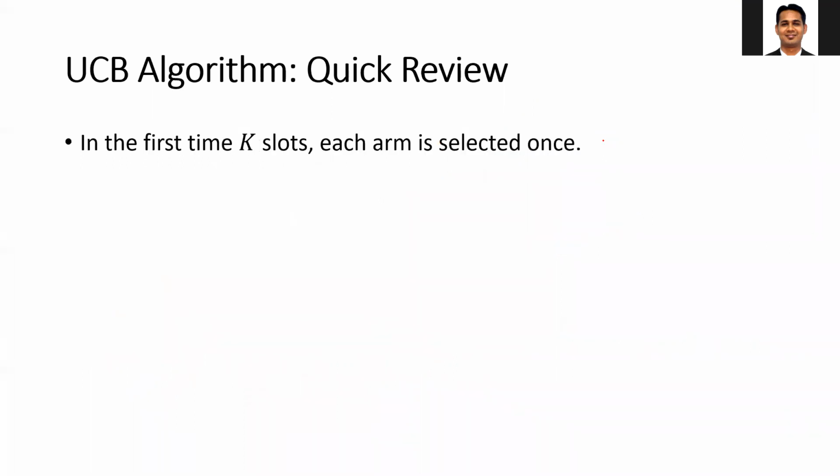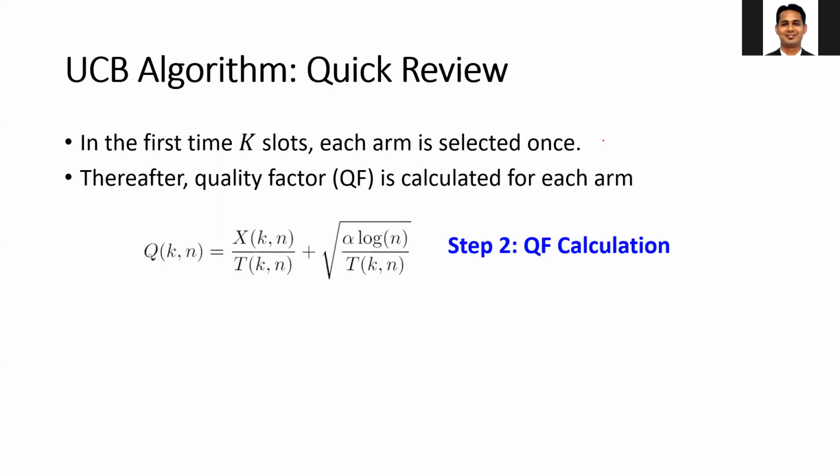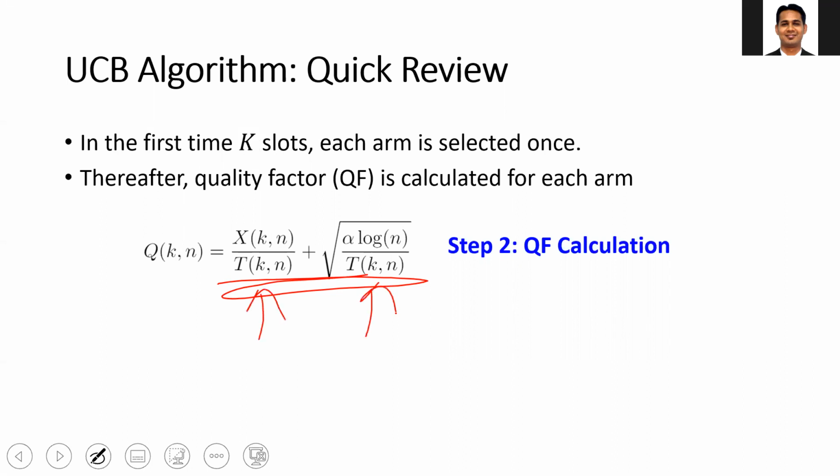Then in the beginning, when you don't have any information about the arms, you will select each arm once. Thereafter, in every time slot, you will find out the quality factor, which is the UCB index. We mentioned it in the beginning; it is nothing but this equation. What is this equation? It is the x by t, that is your estimated mean, known as the exploitation factor, and this is known as the exploration factor. And look at this carefully.